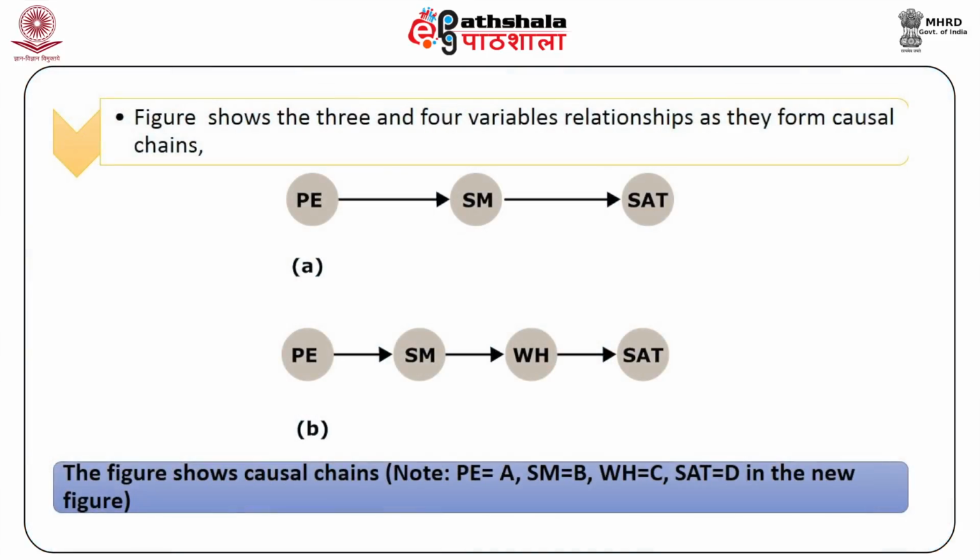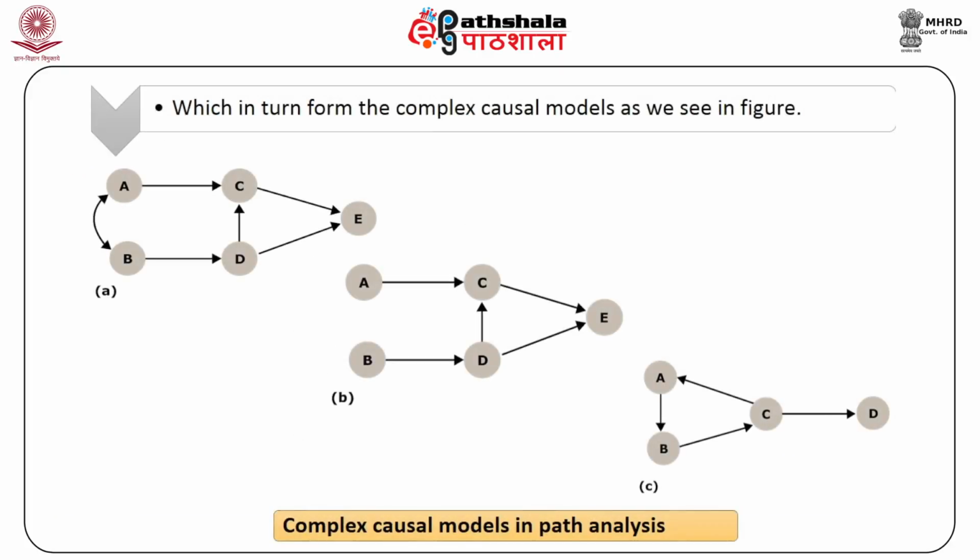Look at the figure, and we shall see how the relationships are combining. The figure shows 3 and 4 variable relationships as they form causal chains, which in turn form the complex causal models that we find in figure B. Have a look at the two variables as they relate in figure A. The first two variables A and B are called exogenous variables. They do not share any causal path. See, there is no straight line with an arrow between them. The variables C, D and E are endogenous variables as they are connected by causal paths.